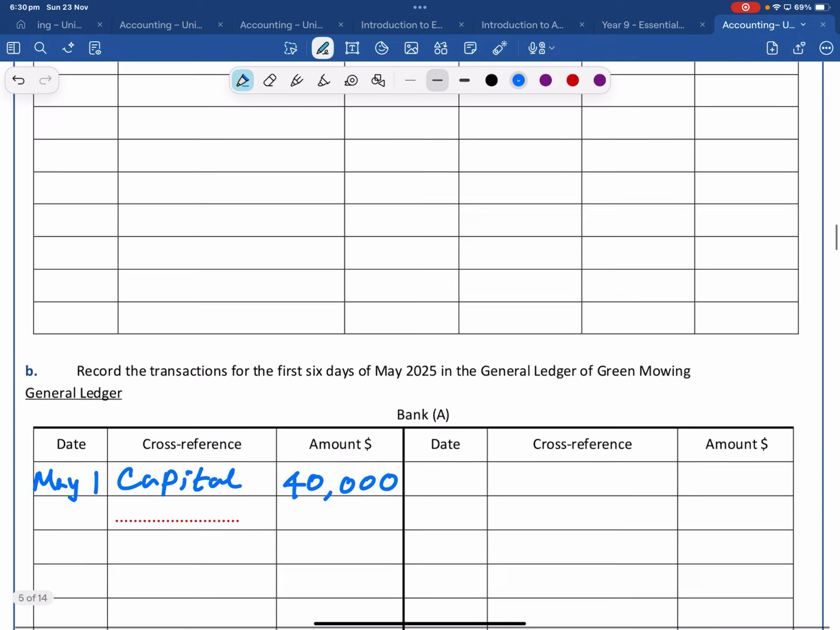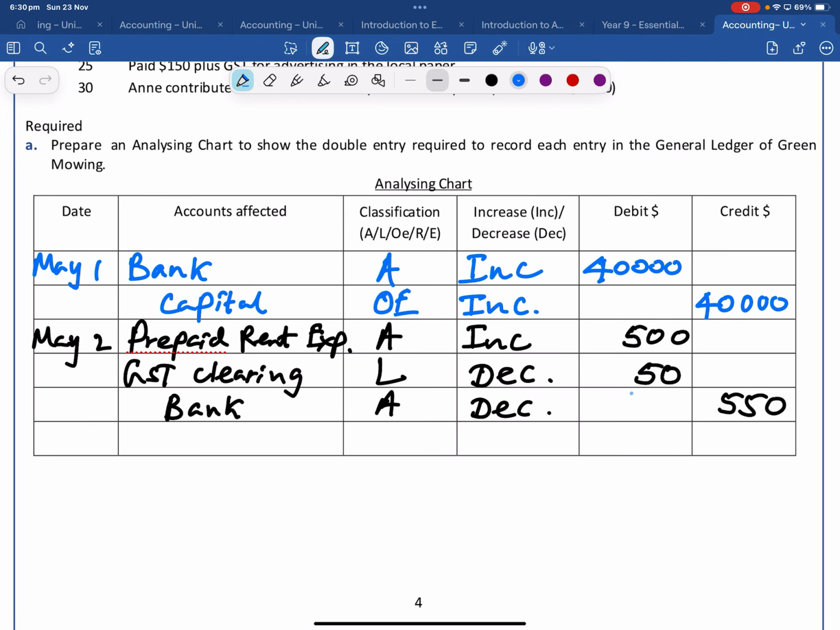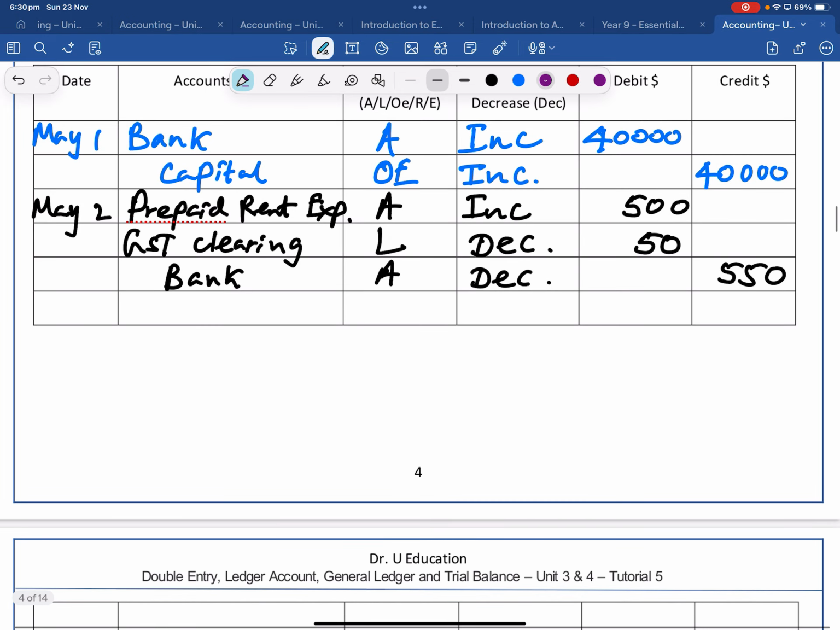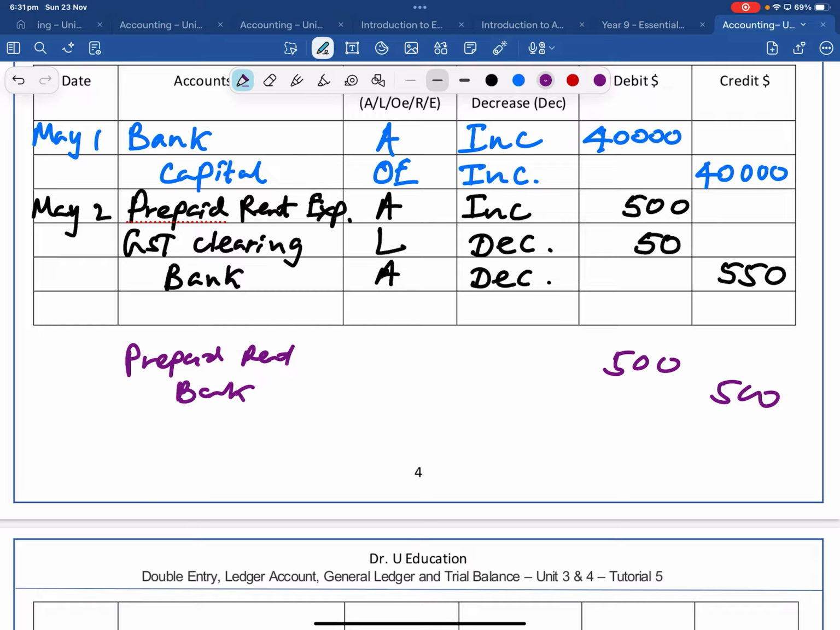Why is that? I'll explain it. Now, guys, we should have technically recorded it like this: firstly we debit prepaid rent 500 and credit bank 500. Then GST debit 50, again bank credit 50. Make sense? So basically what we should have recorded is prepaid rent 500, bank 500. Next one, GST 50, bank 50.